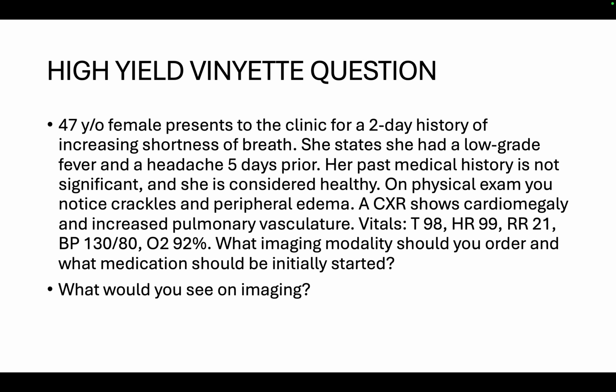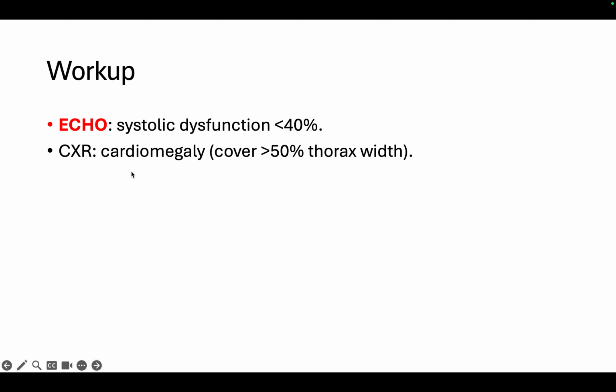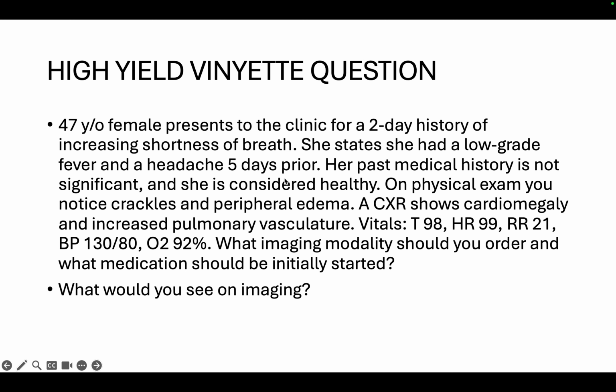So for the first question, what imaging modality should you order? You should be thinking dilated cardiomyopathy just by the vignette. But what imaging modality should you order? You should be thinking an echo. You want to see what your ejection fraction is, okay? So you want to order that echo. That is the imaging modality of choice.